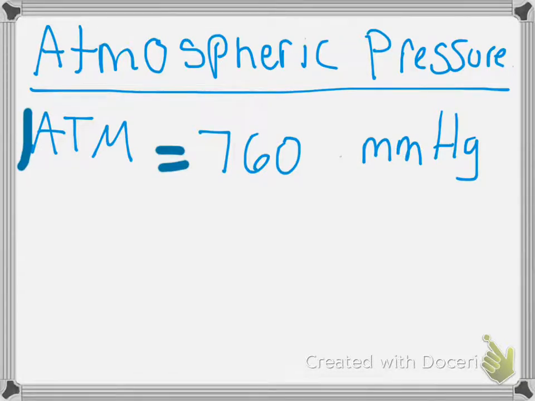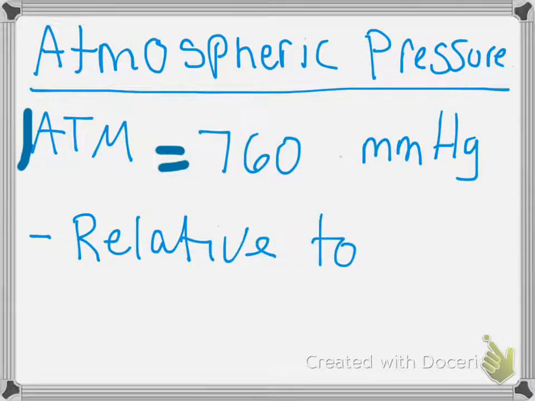And when we talk about the other types of pressures within the lung, we're always speaking relative to atmospheric pressure, because that is the pressure that is exerted on our bodies in the natural environment. And so the first pressure we are going to talk about inside the lung is the intrapulmonary pressure.